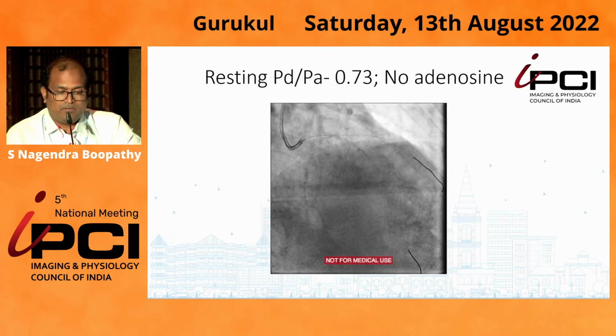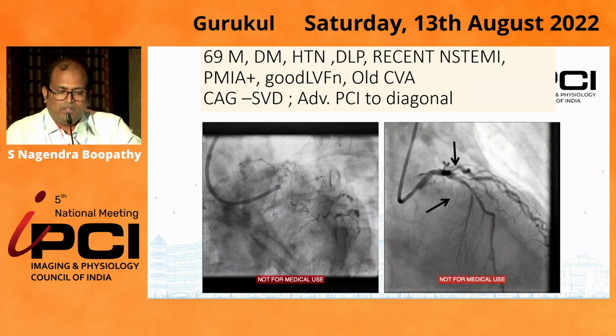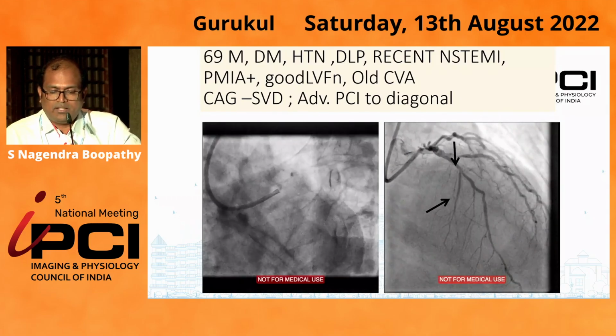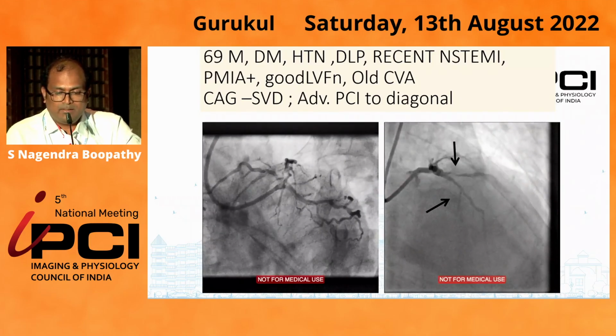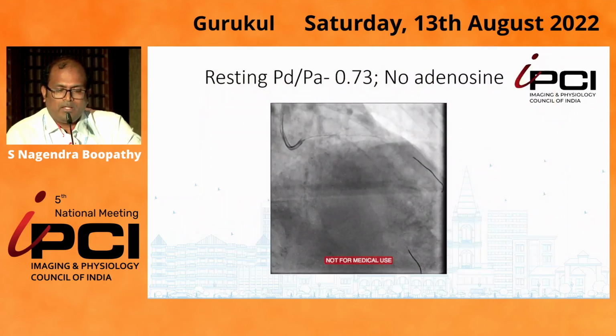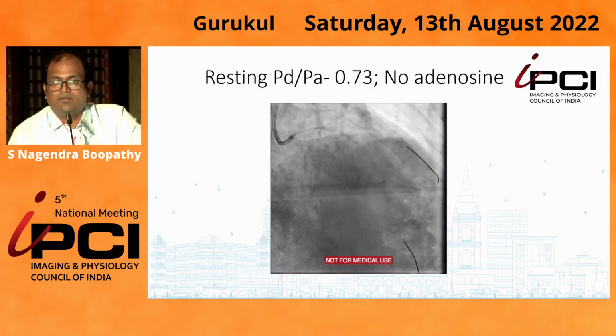So this is another patient where angiography was done outside. This is the patient who had an ACS, good LV function, was diagnosed to have a borderline LAD and significant diagonal, and was advised PCI to the diagonal. We reviewed the angiography. We went and did FFR in this particular patient. We didn't even give adenosine. The PDPA itself was 0.73. So we aborted giving adenosine.